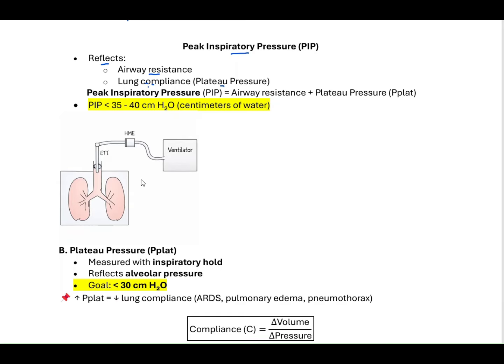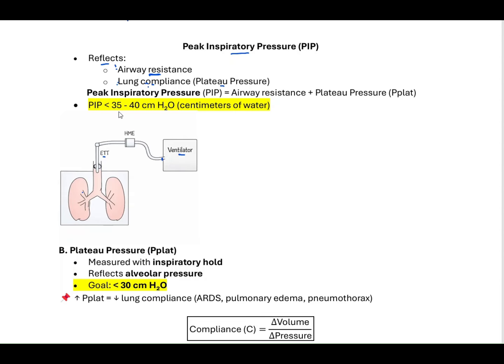So if you look at our picture here, here is the ventilator and here is our patient, and this is the ET tube connected to the patient, in the trachea. And then we can see the trachea and the airway. So the pressure all the way from the ventilator to the airway, that's going to be the airway resistance. And then in the lung, that's going to be the lung compliance. So the summation of both of them is going to be the peak inspiratory pressure.